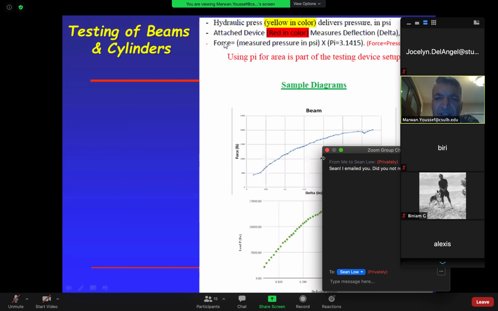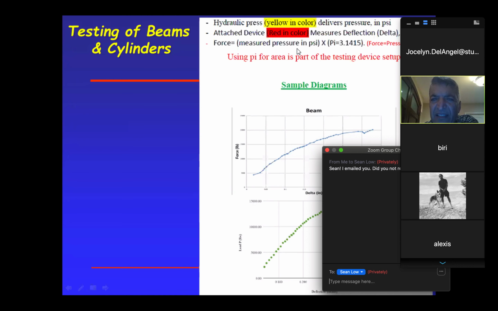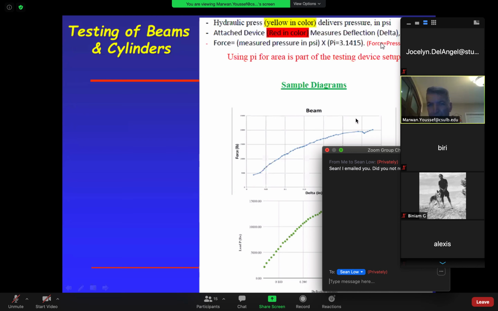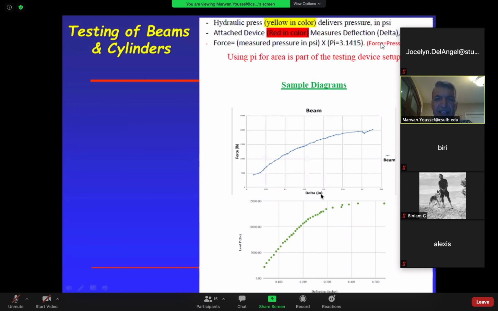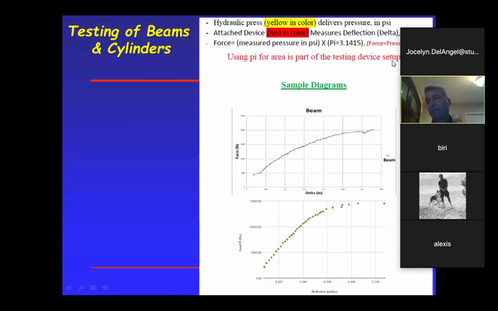How are we going to get the force? This force on the graph. Force equal measured pressure in PSI times pi equal 3.1415. Force equal pressure times area. See how much we're using this formula, guys? This comes from the deformable body class or strength of material. As simple as this formula, it gets used all the time. Okay, it says using pi for area is part of the testing device setup. The manufacturer told us that.